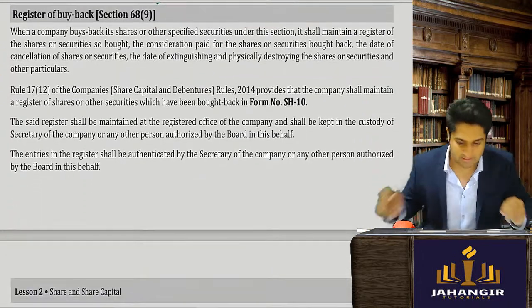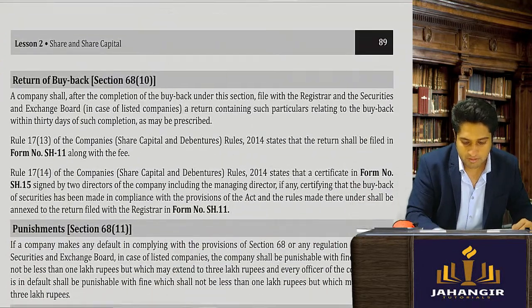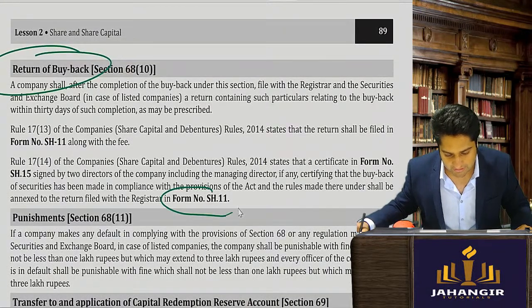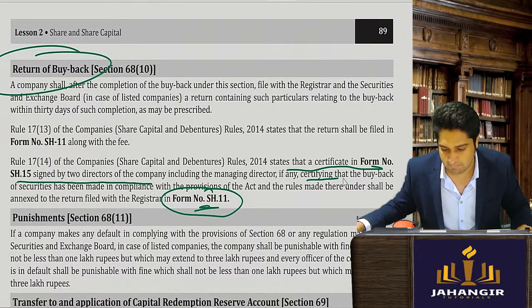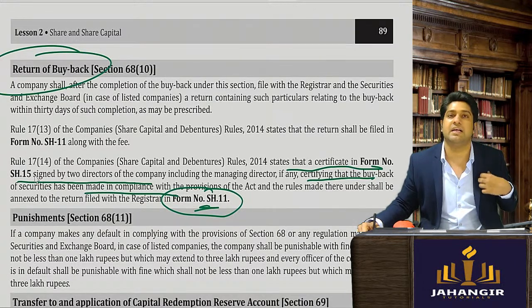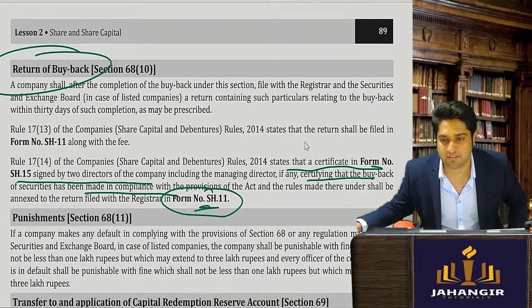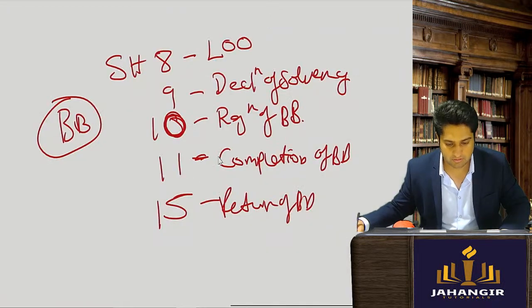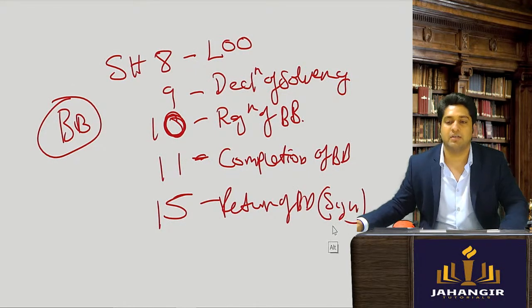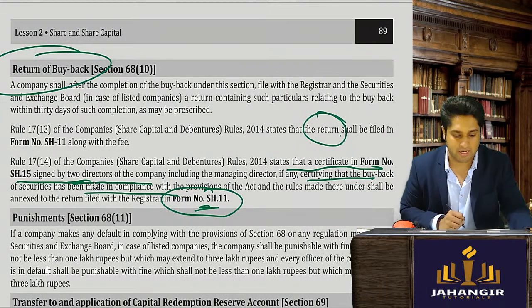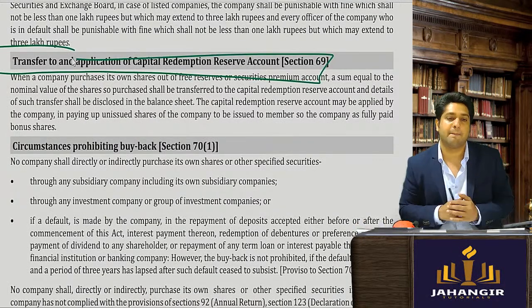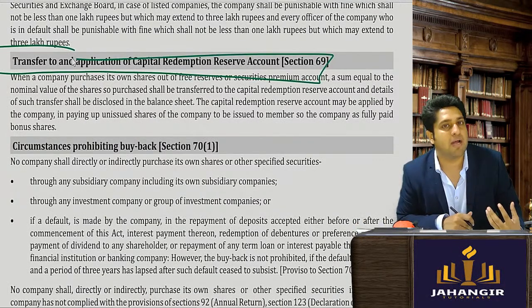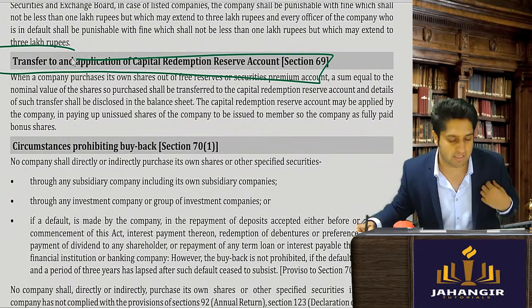Register of buyback will be maintained in SH10. Return of buyback shall be in SH11, and a certificate signed by 2 directors that the buyback has been completed in accordance with the law will be in SH15. So SH11 is a return to be filed, return of buyback, and here it is with the signature of 2 directors that the buyback has been completed as per law. Punishments. Then comes section 16(9), transfer to CRR. So however much has been bought back, that much amount has to go to the CRR account.